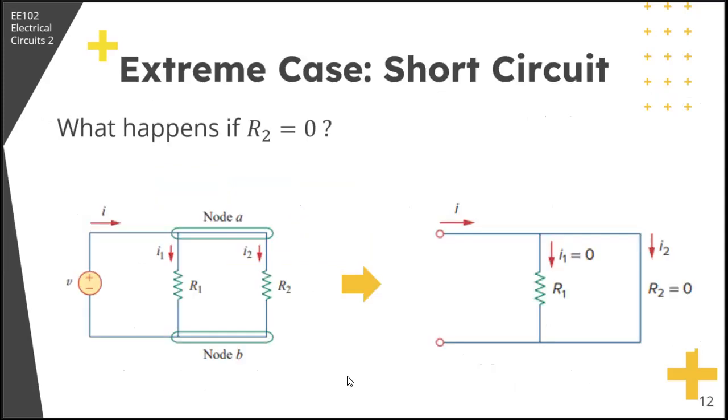So now let's consider two extreme cases. First, for this circuit, the first extreme case is when R2 is equal to 0. When we say R2 is equal to 0, it means R2 is a short circuit. Okay? Now, if this is a short circuit, what will happen?